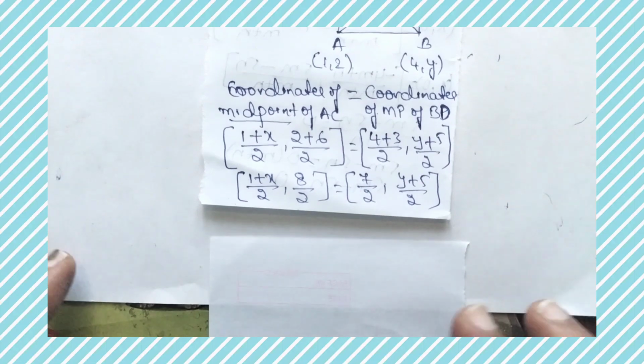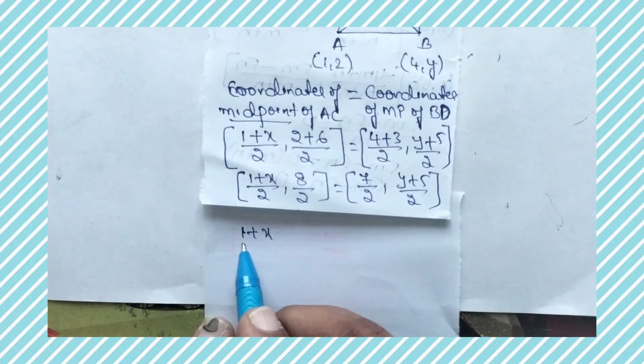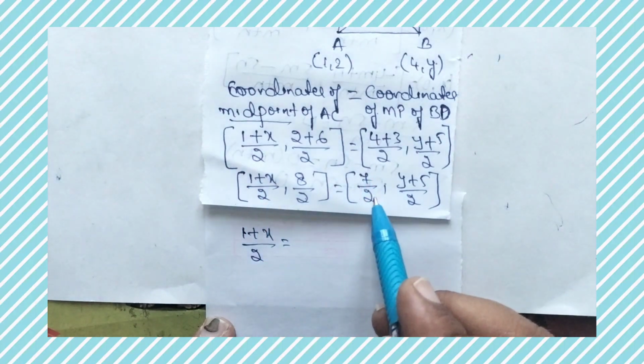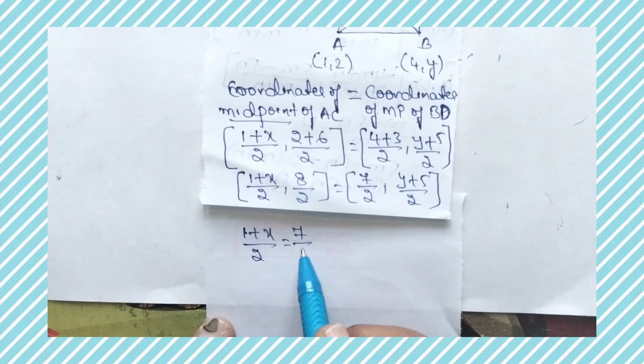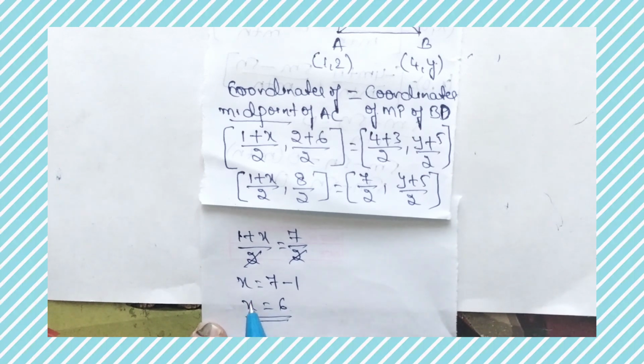So let us equate this one. What is that one? 1 plus x divided by 2 is equal to 7 divided by 2. 2 cancels. So x is equal to 7. You shift plus 1, it will become minus 1. So x is equal to 7 minus 1, which is 6. So we got the value of x as 6.